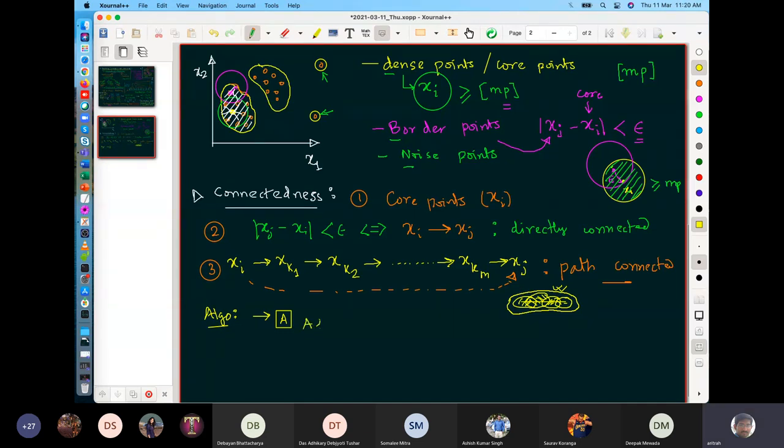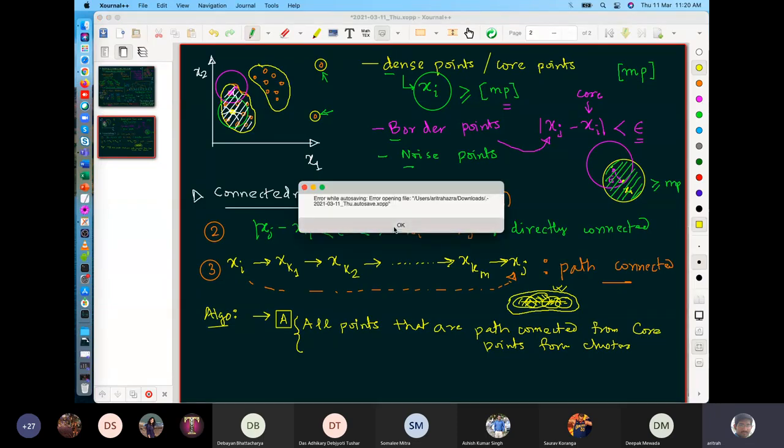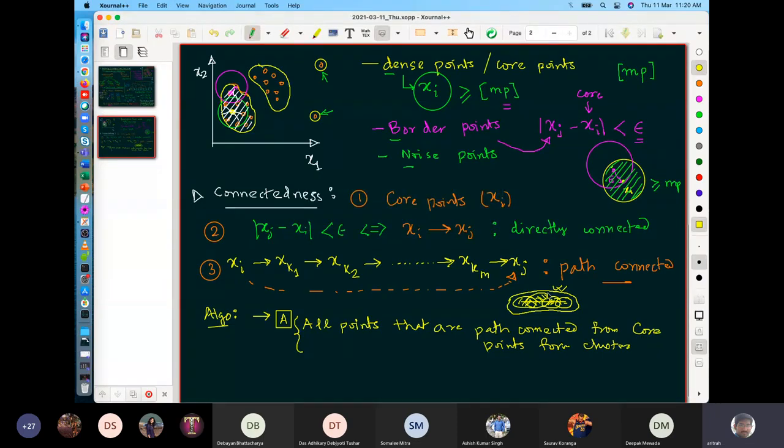So therefore, step A is that all points that are path connected from core points form a cluster. But remember, this is a recursive step. All points that are path connected from core points means you need to find which are your core points first of all, and you need to find a path connectedness logic which is recursively drawn, and find all possible points which are path connected from the core points.